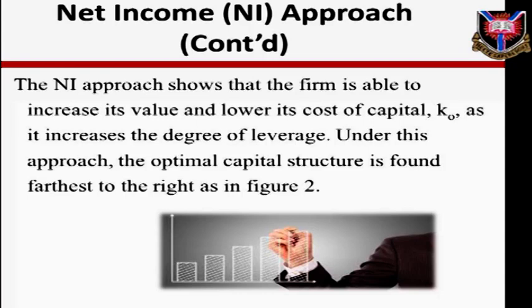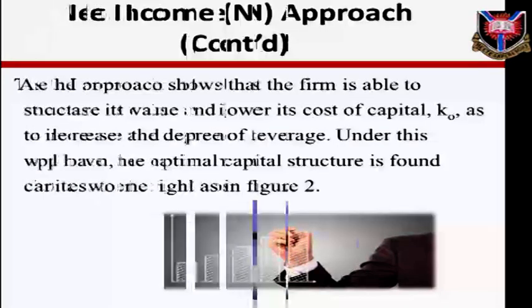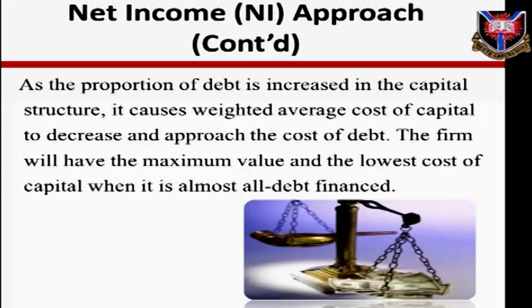Under this approach, the optimal capital structure is found farthest to the right, as in figure 2. As the proportion of debt is increased in the capital structure, it causes the weighted average cost of capital to decrease and approach the cost of debt. The firm will have the maximum value and the lowest cost of capital when it is almost all debt financed.